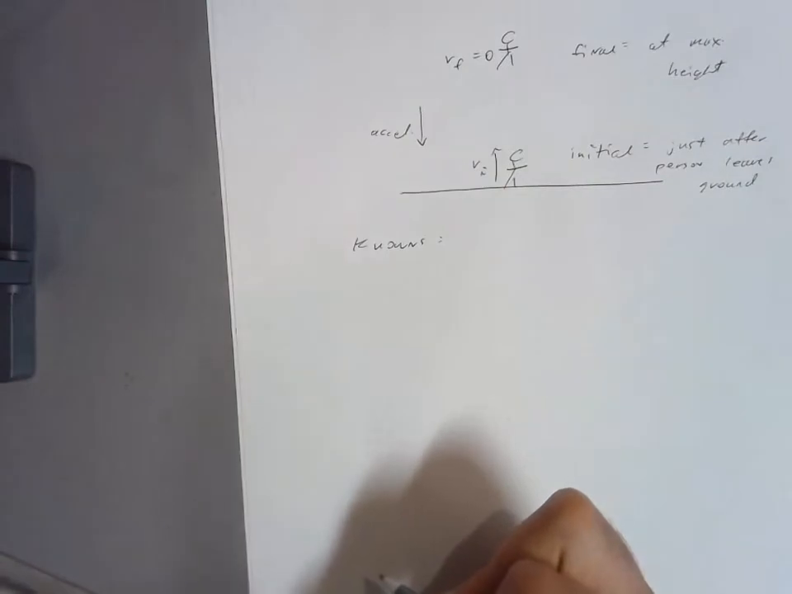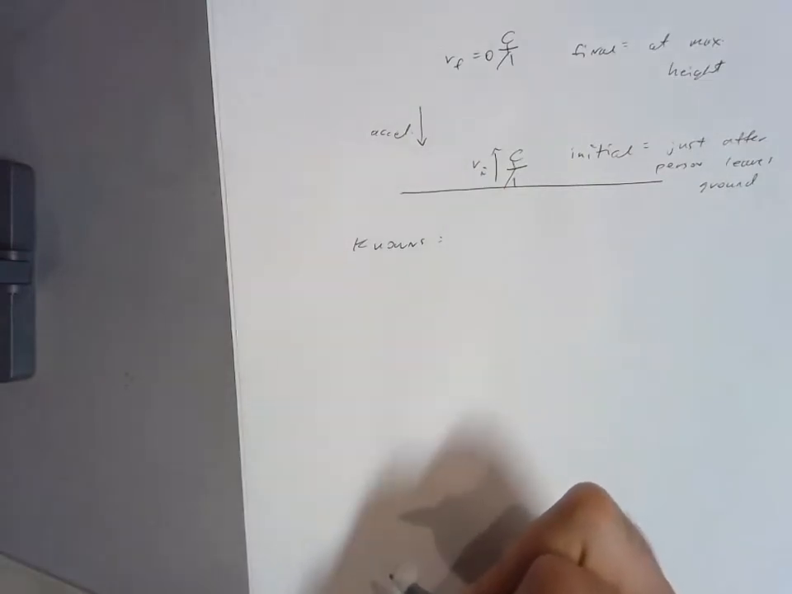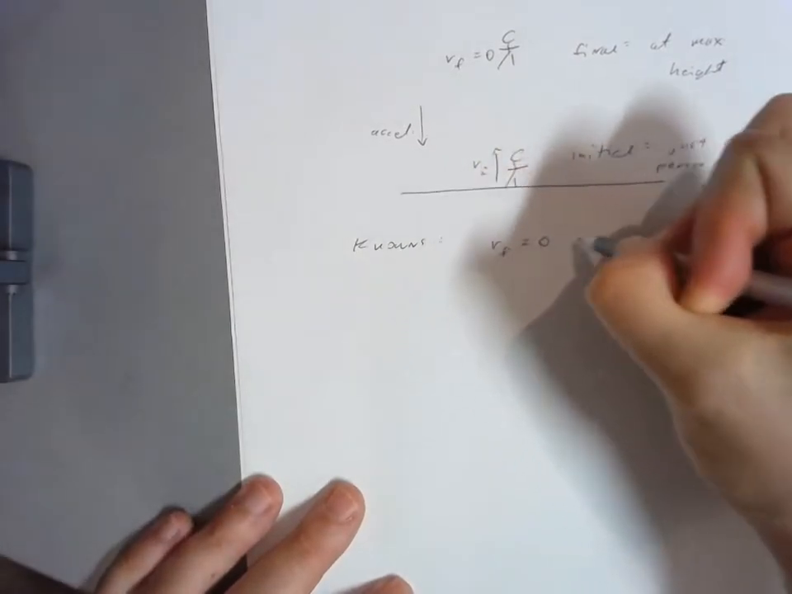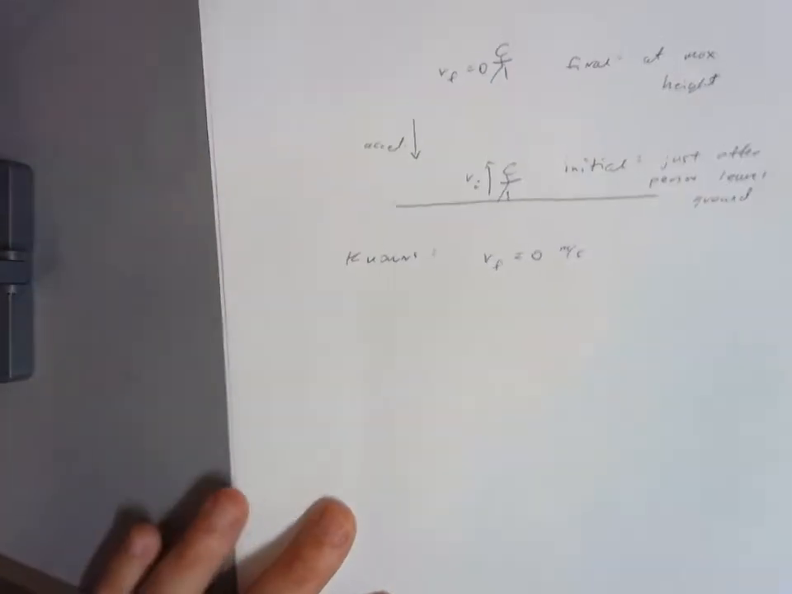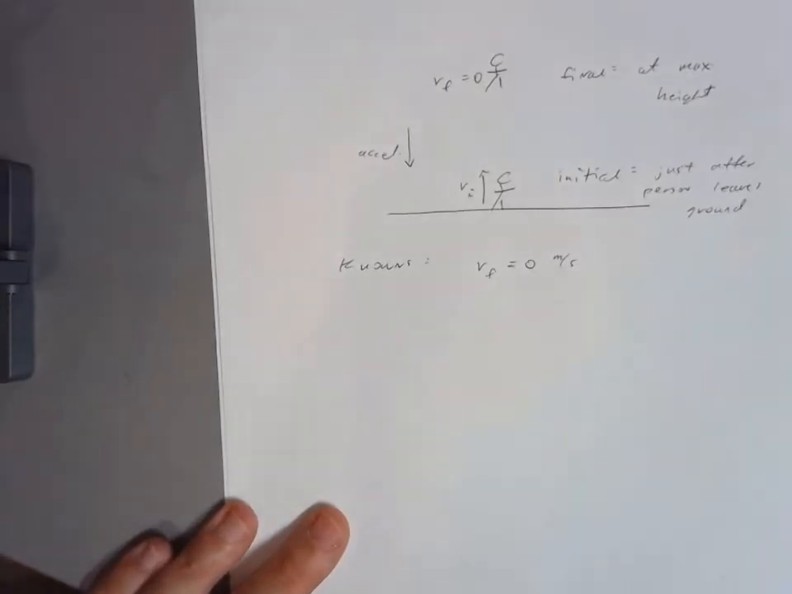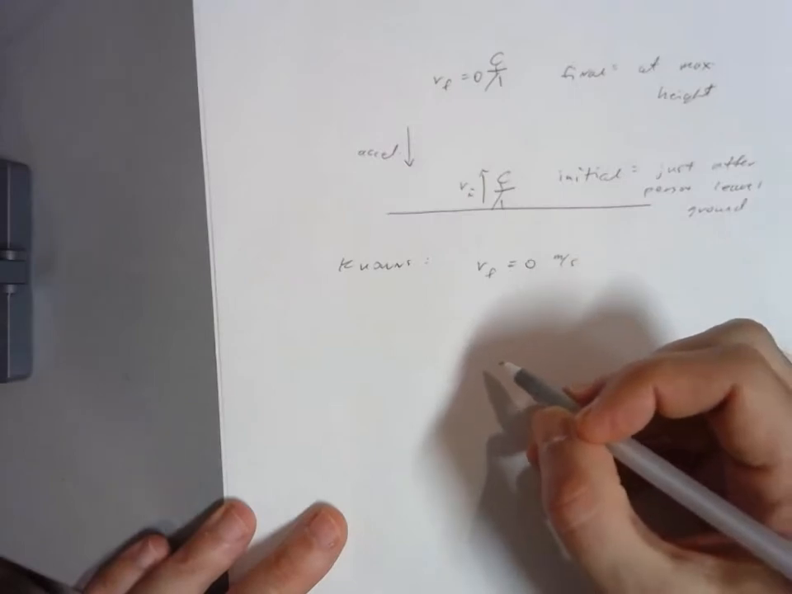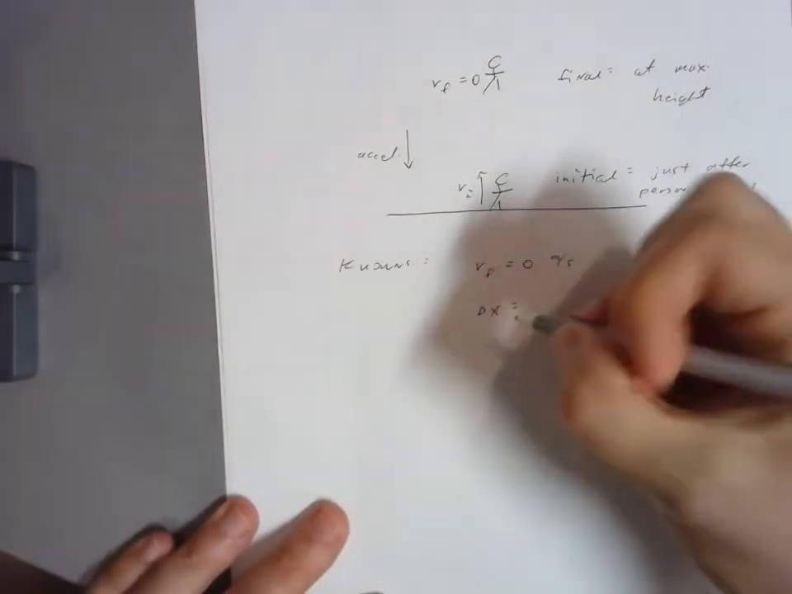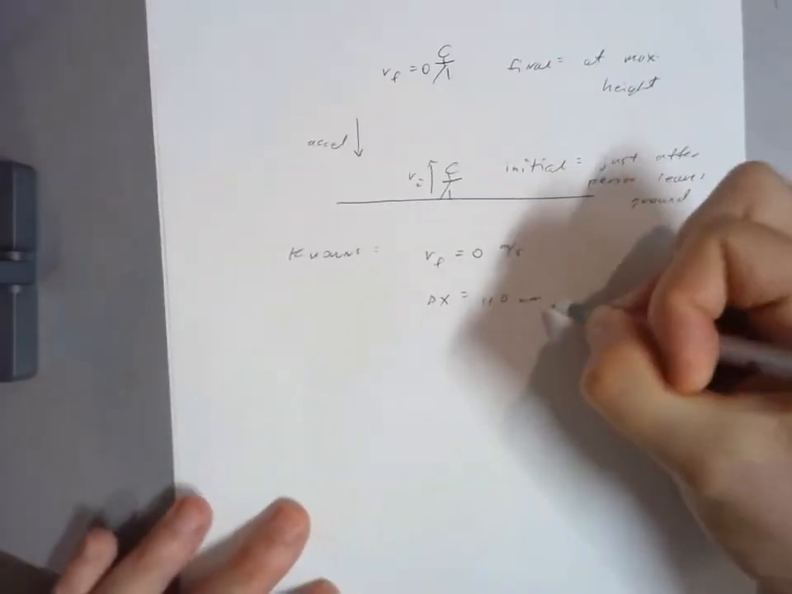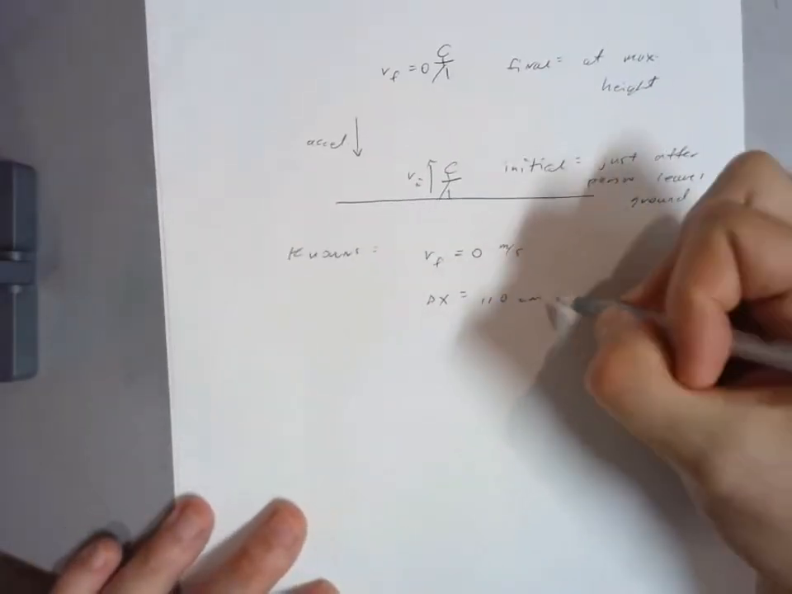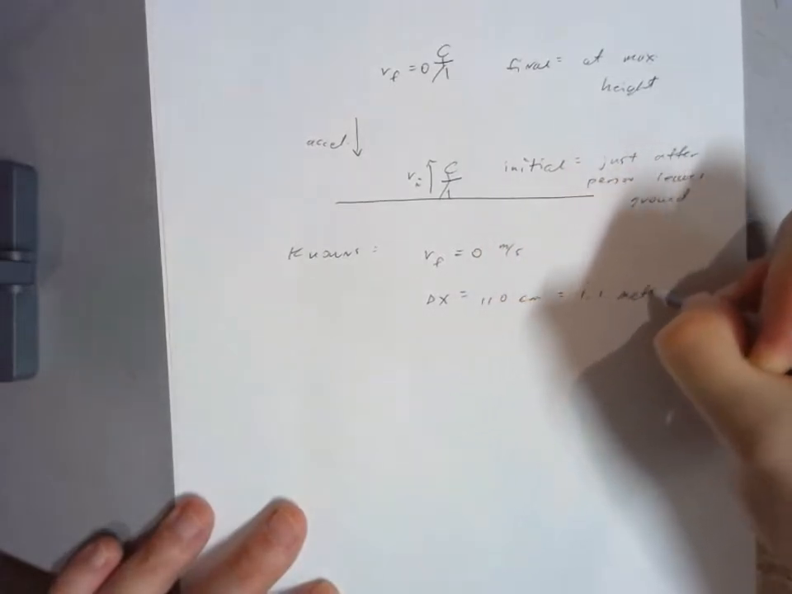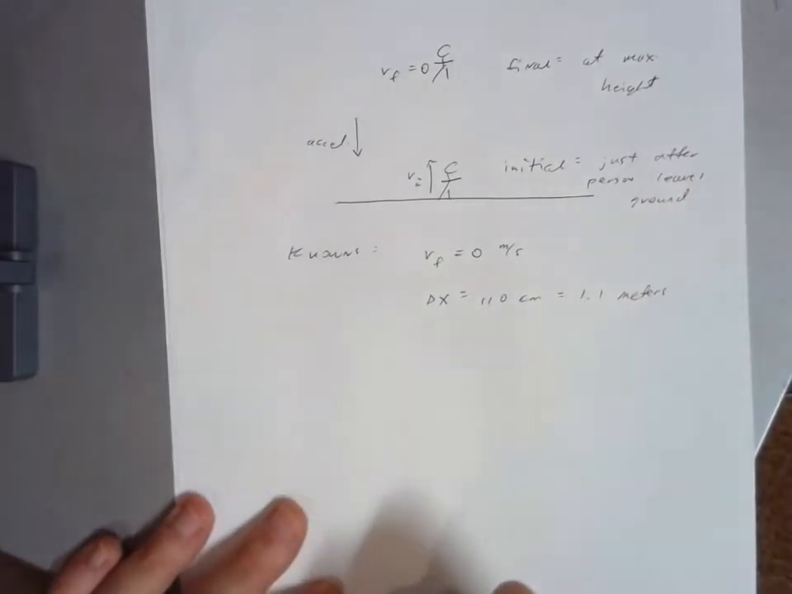Sometimes they'll be stated in the problem statement, sometimes they'll be implied. So we've already figured out that the final velocity is 0 meters per second. That was implied because he was reaching his maximum height at that time. Another known is the displacement, and that was given as 110 centimeters. I'm going to convert that to meters because that's the standard unit. So that is 1.1 meters. I just have to move the decimal place.